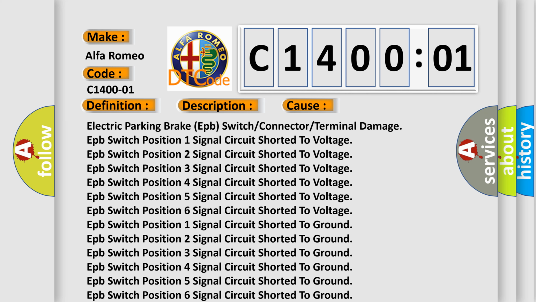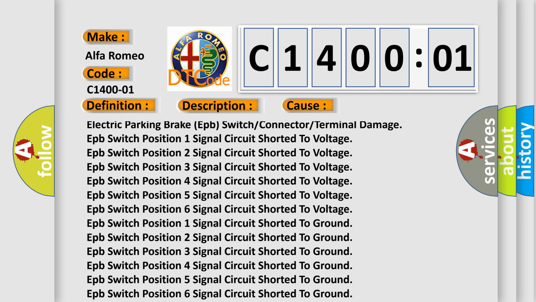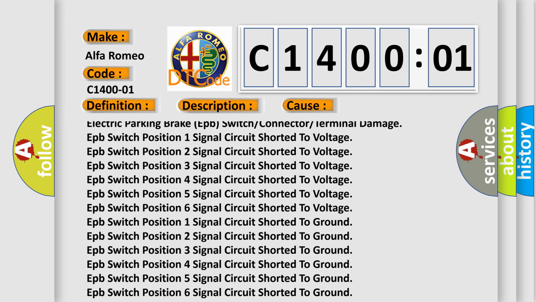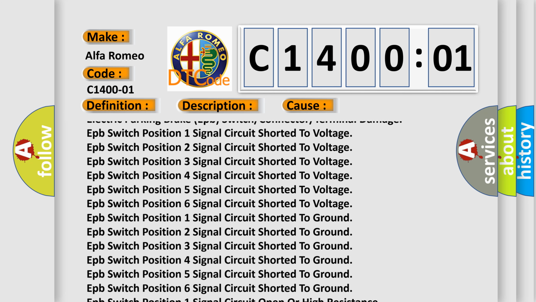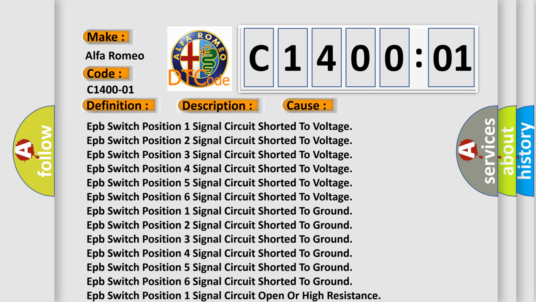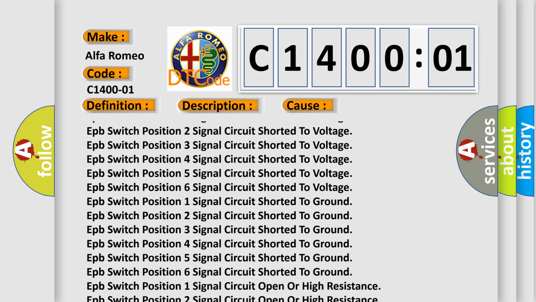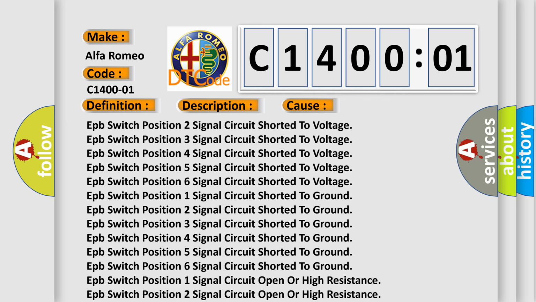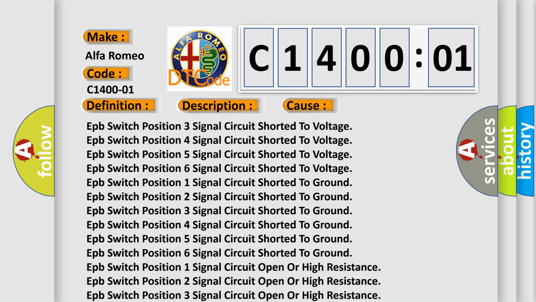This diagnostic error occurs most often in these cases: electric parking brake EPB switch or connector or terminal damage; EPB switch position 1 to 6 signal circuits shorted to voltage; EPB switch position 1, 2, and 3 signal circuits shorted to ground.